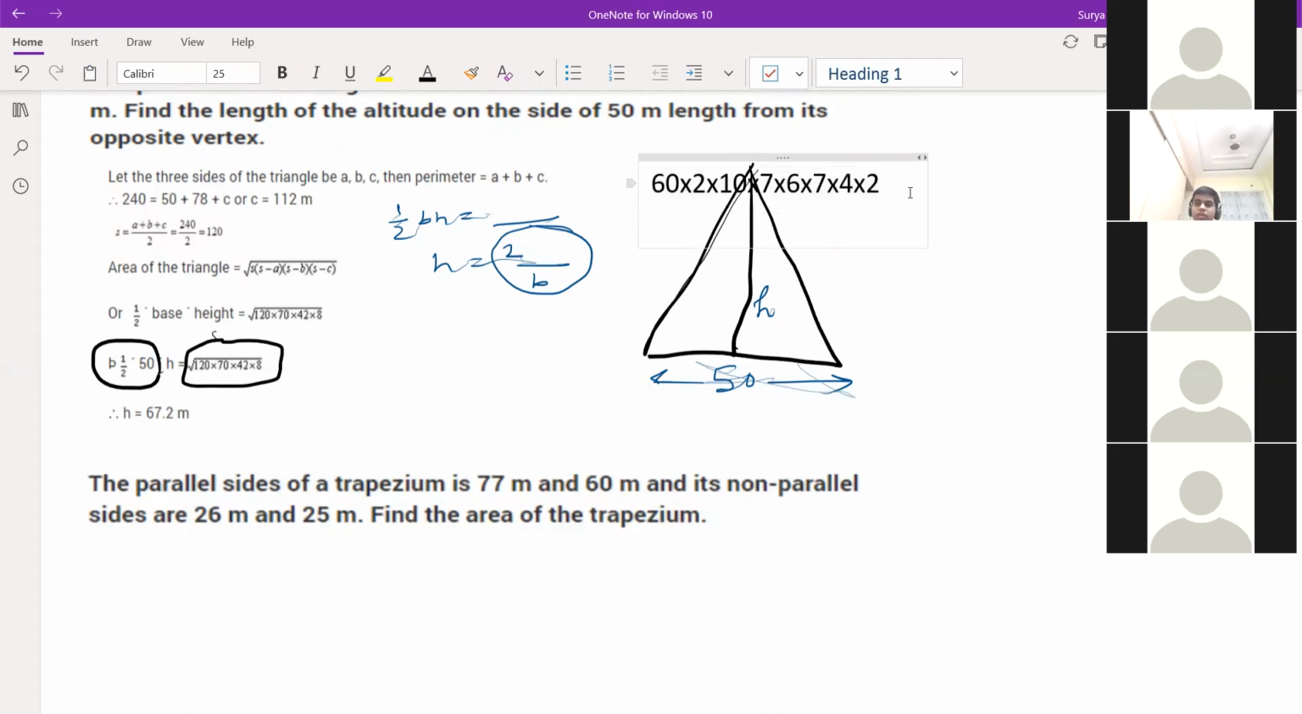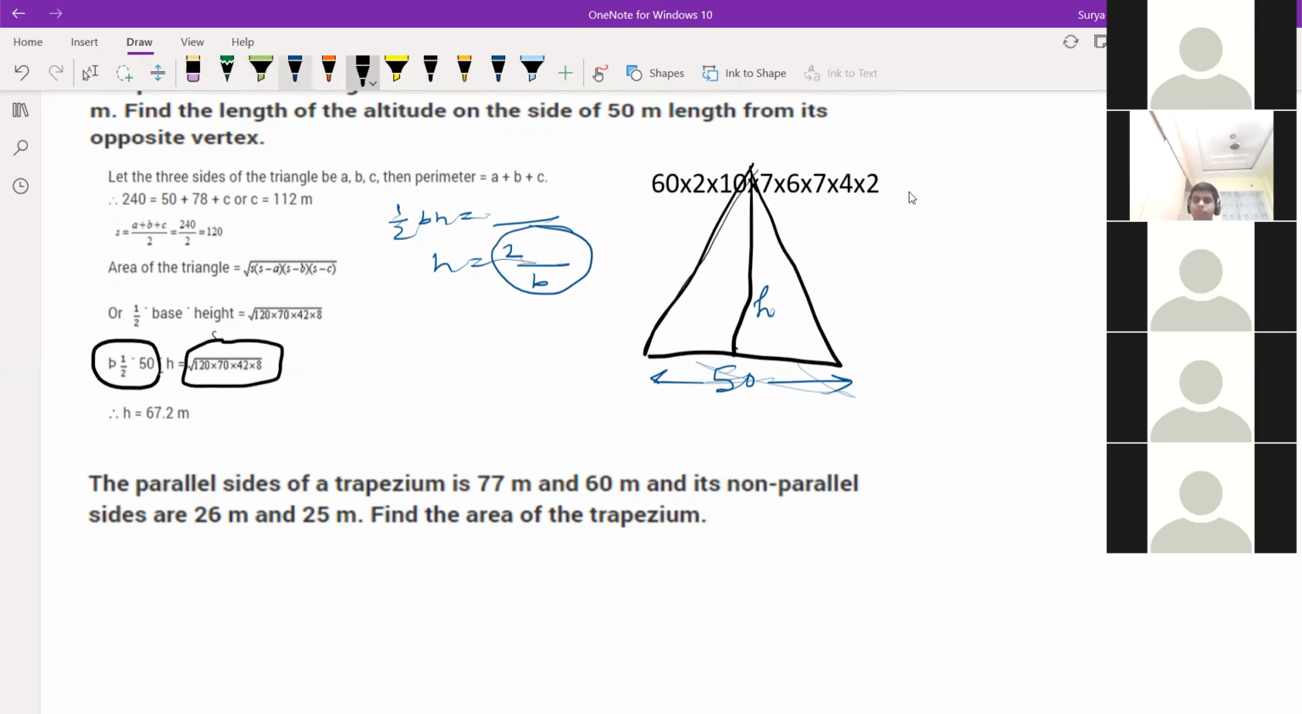See, 60 into 2 means... Sir, but when we split it and pair those numbers, it's somewhat tricky, sir. Oh, what's tricky? This 2 and 2 is there. See, this is in the root, right? 2 and 2, put a tick, and this is also 2 into 2, which is 4, right? The 4 is there 2 times, right? 4 is repeated 2 times. 4 is here, and 2 and 2, 4 is here also. You take 4 outside. Understood?